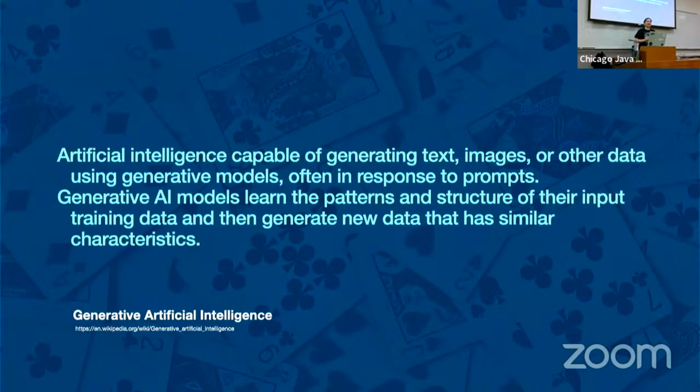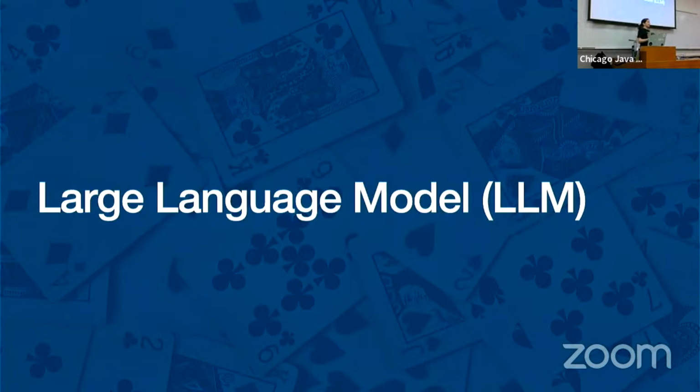Starting very basic, the definition of generative artificial intelligence, which I pulled from Wikipedia: artificial intelligence capable of generating text, images, or other data with generative models. So it produces an output, often in response to input. Takes input, produces output, typical computer system. Generative AI models learn the patterns and structure of their input training data and then generate new data with similar characteristics. So it's going to take an input, find something similar in its trained data set, and try to produce something new, but similar to that. This is where we get large language models.